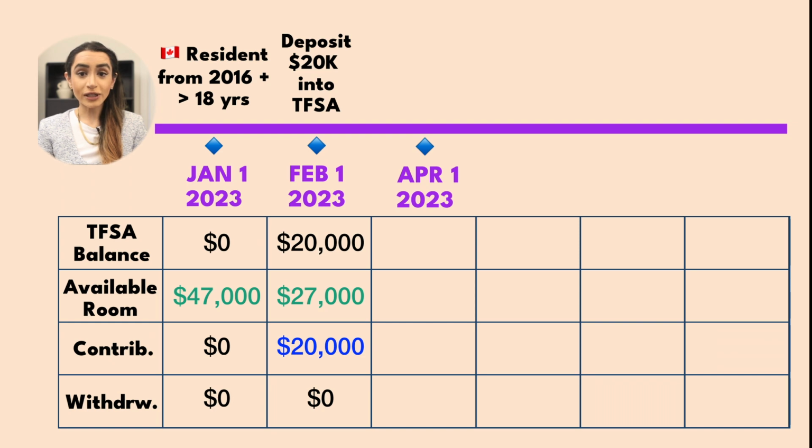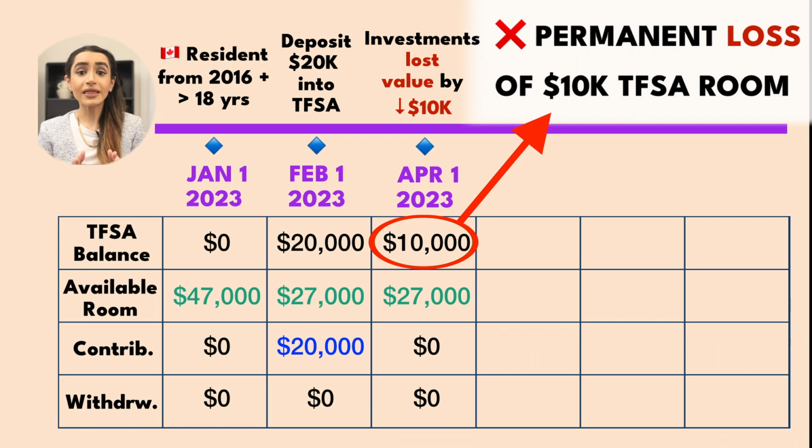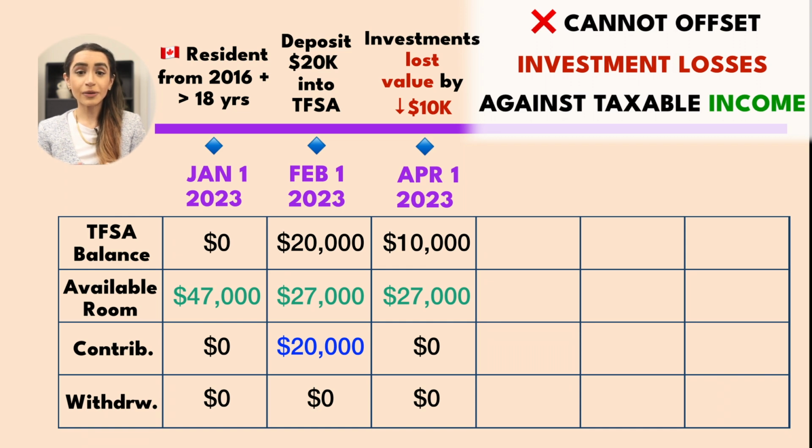Now on April 1st, 2023, the stock market crashed and your investments lost value by $10,000. Your TFSA account balance showed as $10,000. Now, if you would have sold these investments at this low point and crystallized this loss inside your TFSA, you would have permanently lost $10,000 of your TFSA contribution room. As the TFSA is tax sheltered, it works both ways. You will not be able to offset investment losses inside your TFSA against other taxable income, which would be the case if this was a regular investment account.